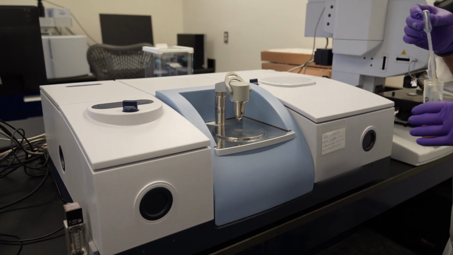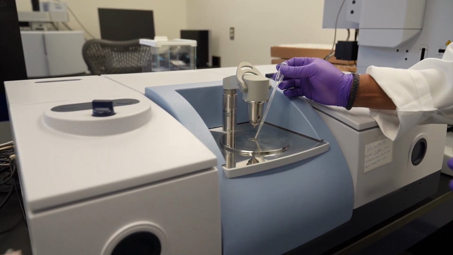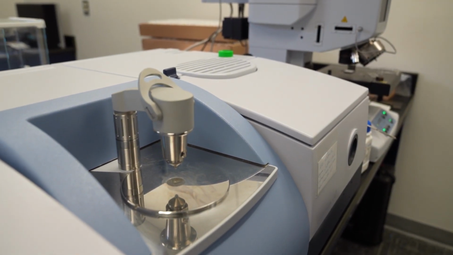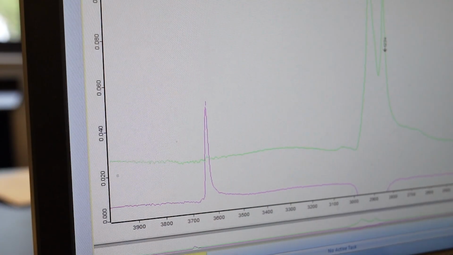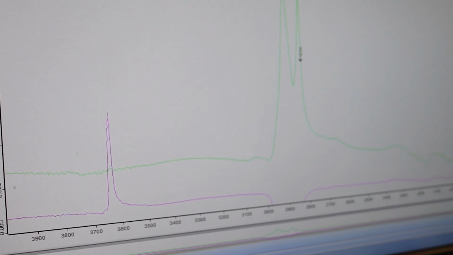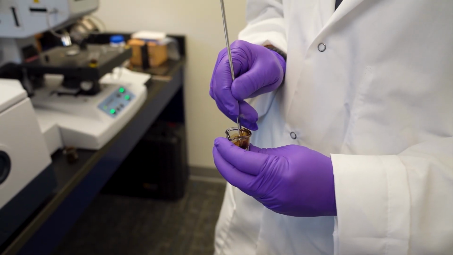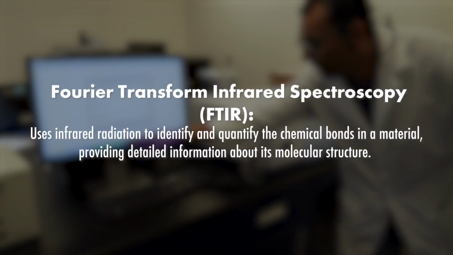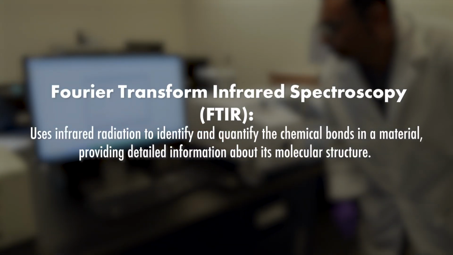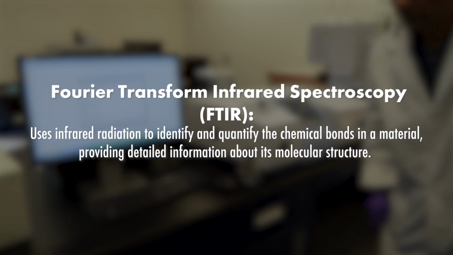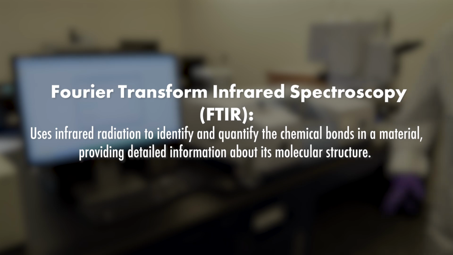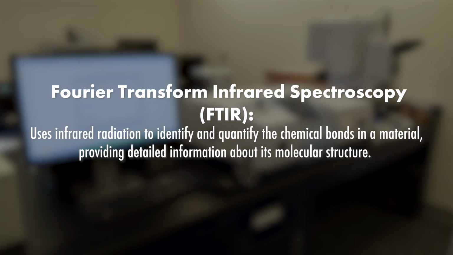There are tools available that have been used in other industries successfully and now have applications in asphalt, specifically the Fourier Transform Infrared Spectroscopy. This technology can help to fingerprint key indicators of asphalt binder composition for use in quality control. The Fourier Transform Infrared Spectroscopy, or FTIR, is a powerful analytical technique that uses infrared radiation to identify and quantify the chemical bonds in a material, providing detailed information about its molecular structure.